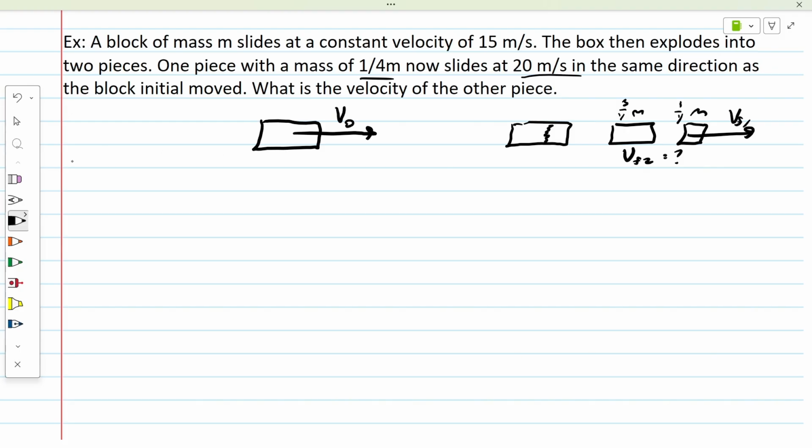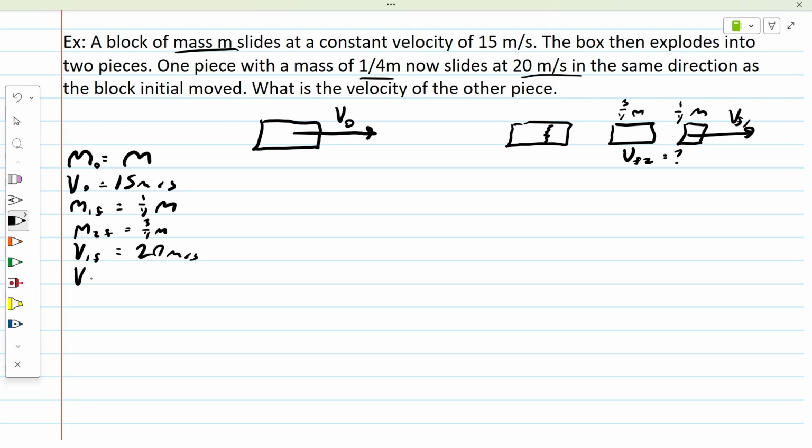Okay, so let's write out our variables so we have them. So the mass initial is just m, because before it breaks, it's just going to have a mass of m. That's what it says right here, mass of m. And then we have an initial velocity of 15 meters per second. Then we have our m1 final, which equals 1/4 m. We have our m2 final, which is 3/4 m, because it's just the whole other part of the box. Then we have a velocity 1 final, which we know is 20 meters per second, and the velocity of the second piece is what we want to find.